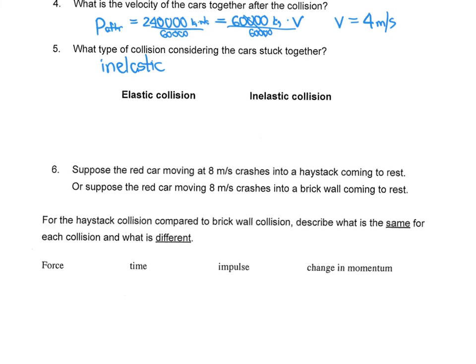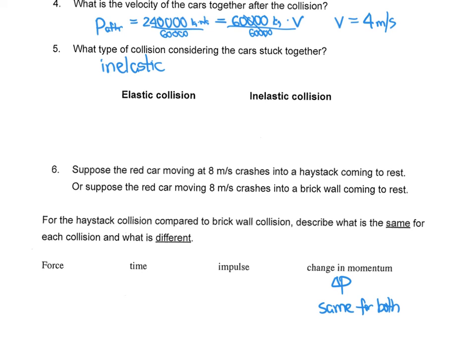Suppose the red car crashes into a haystack and comes to rest, or suppose it crashes into a brick wall and comes to rest. So our brick wall haystack example, right? For the haystack collision compared to the brick wall, describe what's the same for both collisions and what is different. All right, here's the deal. They're both going to change their momentum by the same amount. So this is going to be the same for both. Otherwise, both are stopping the car.